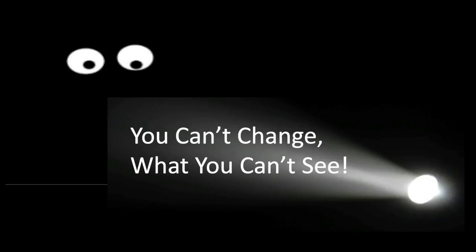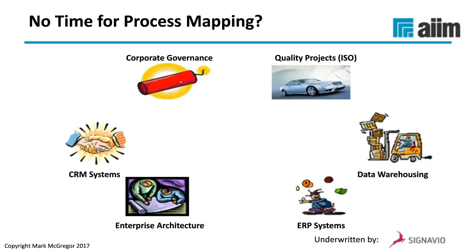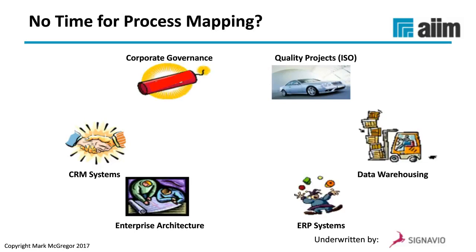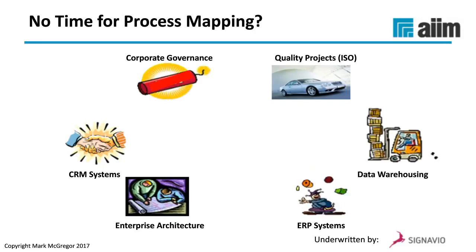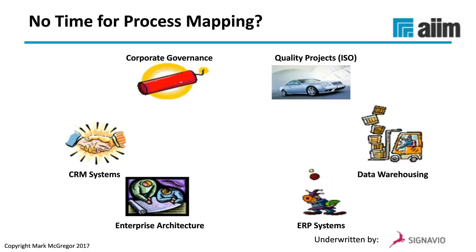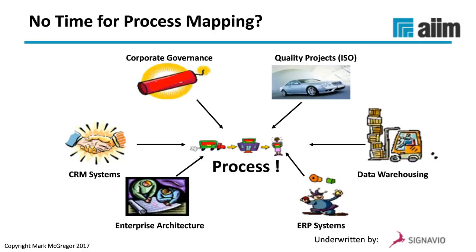Now, you guys on the line, I'm sure, know that every time we go out and say to someone we want to do some stuff related to process, we usually get people coming and saying, I haven't got time for process mapping. We're too busy doing our corporate governance project. We're too busy worrying about our ISO, or we've got this data warehouse, or this ECM system to build, or we're building CRM, ERP, enterprise architecture. It doesn't matter which of them. But the funny thing is, in my view of the world at least, every one of them is a process project.